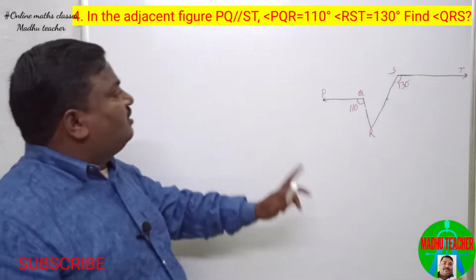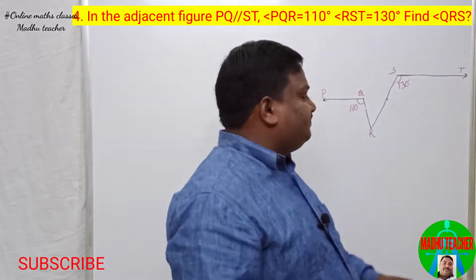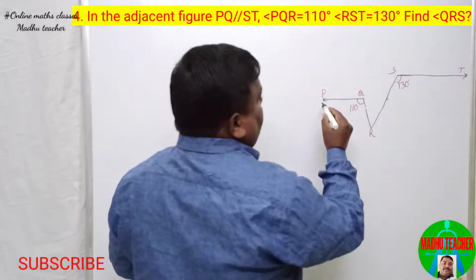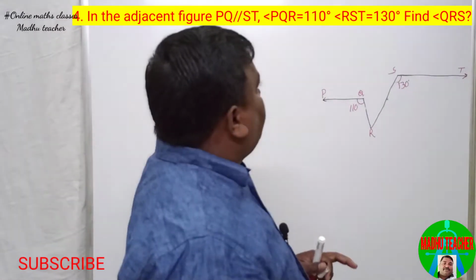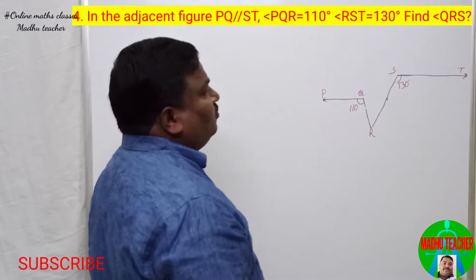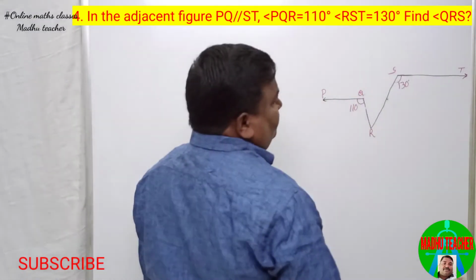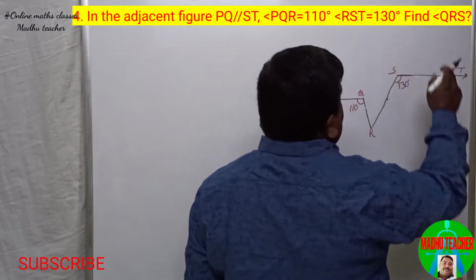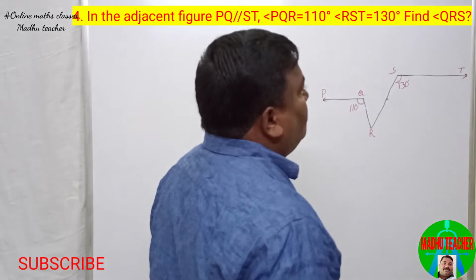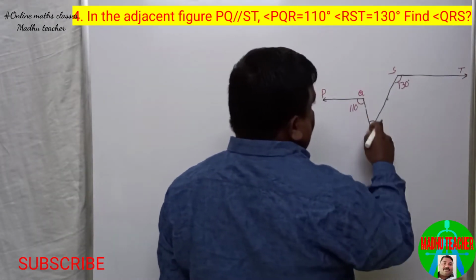In the adjacent figure, PQ is parallel to ST. These two lines are parallel. Angle PQR equals 110 degrees, and angle RST equals 130 degrees. Find angle QRS. You have to find this angle QRS.